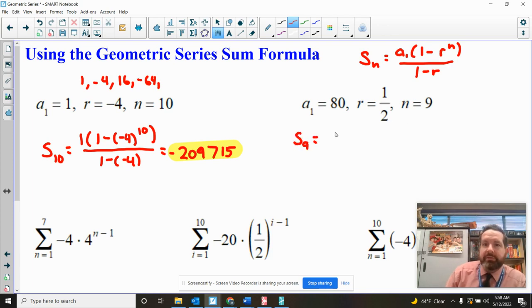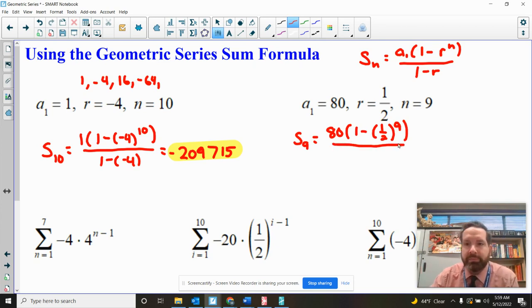Sum of those 9 terms. First term, 1 minus common ratio to the power of n. Again, if it's a fraction, put it in parentheses. You know what? Just put it in parentheses all the time. That way you're never going to make a mistake. Now, you'll notice as soon as I said that down here, I didn't put it in parentheses. You can still do it. I recommend just doing it all the time.